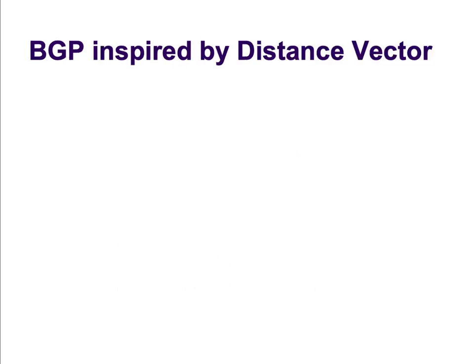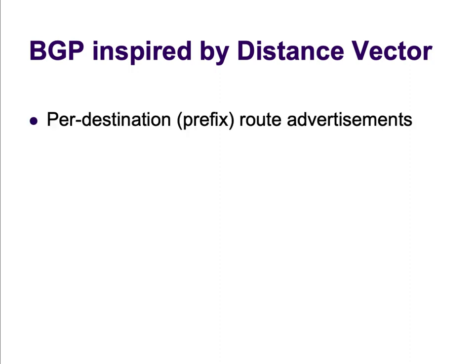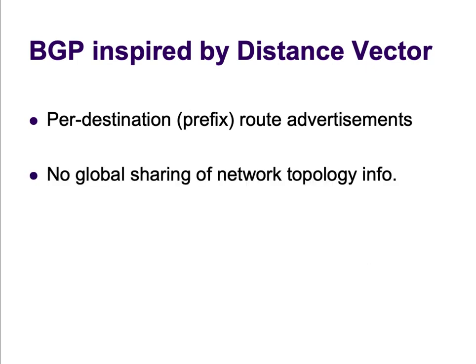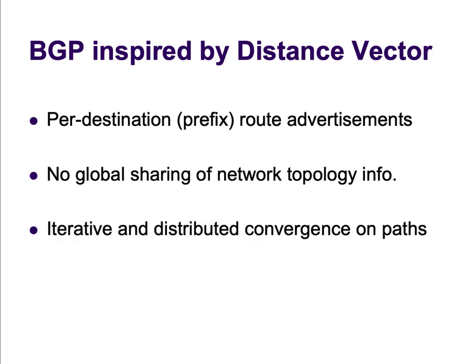Okay? So when we say BGP is inspired by distance vector, there are three similarities really. One is that we're doing these per destination advertisements. Destinations for BGP are prefixes. The second, there's no global sharing of network topology information. Instead, what we have is this iterative distributed convergence process. At no point am I telling everyone, these are my neighbors, these are my policies.